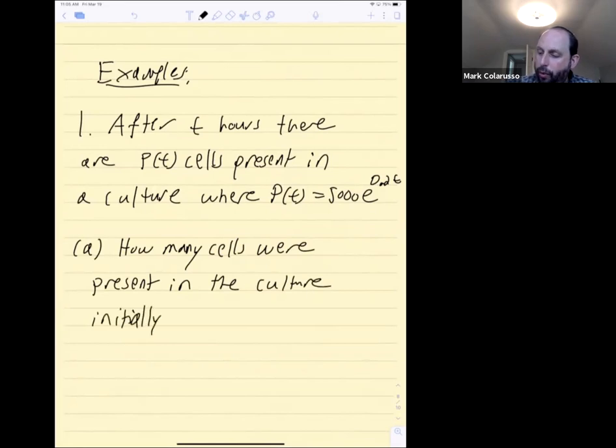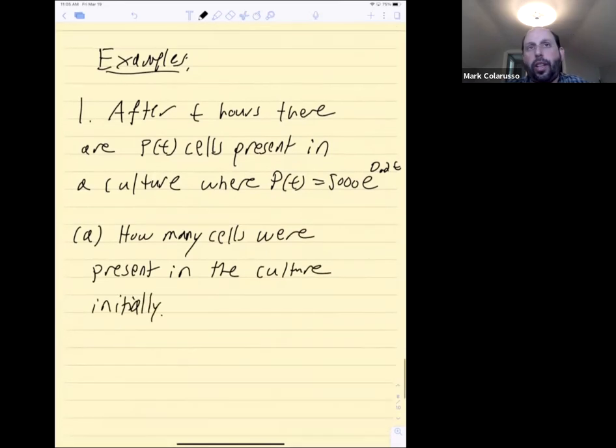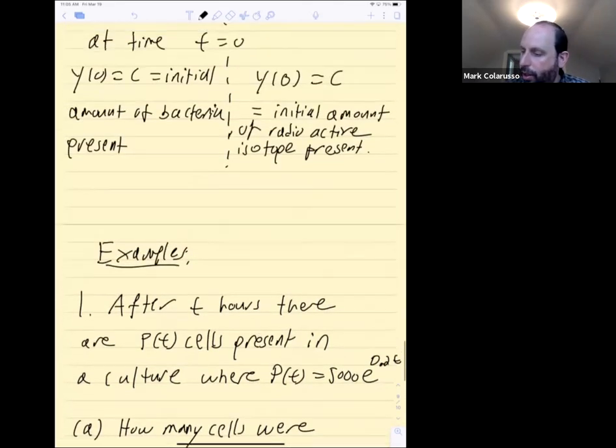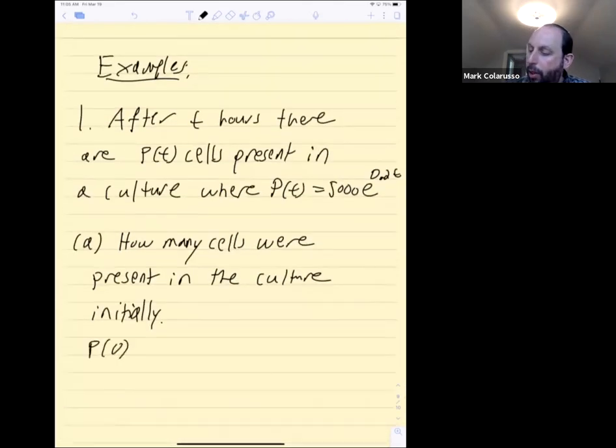Now, we could recognize the form of the function, or we could just plug in 0. Either works, but maybe the easy thing is to plug in 0, or it depends how comfortable you are with what I just said above. But P of 0, that'll be the amount of cells present at time 0.